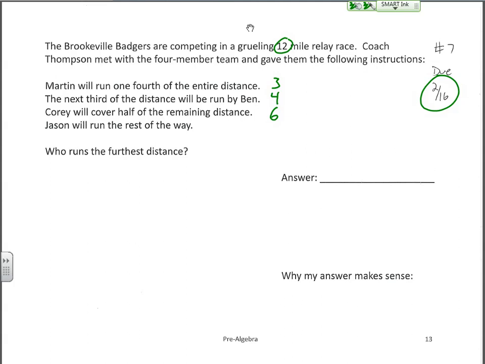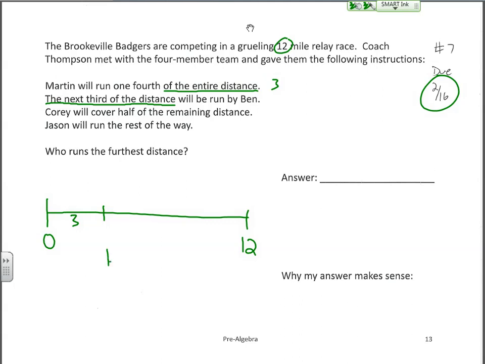Okay, so we can't just look at the fractions and take a fourth, a third, and a half of 12. Martin running 1/4 of the entire distance, that is going to be 3. But then it says the next third of the distance. The next third of the distance. So if we kind of map this out, here's mile 0, here's mile 12, okay? Martin runs 1/4 of the entire distance. We know that's 3 miles there. The next third of the distance is run by Ben. We've got 9 miles left here.